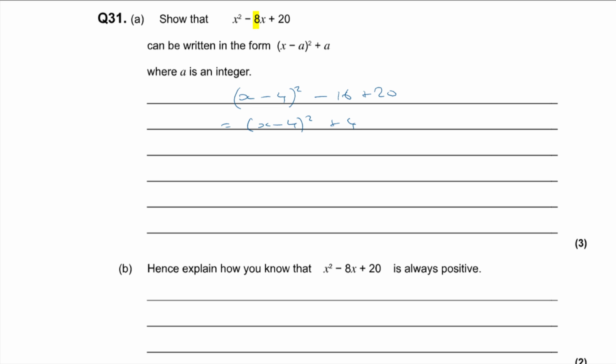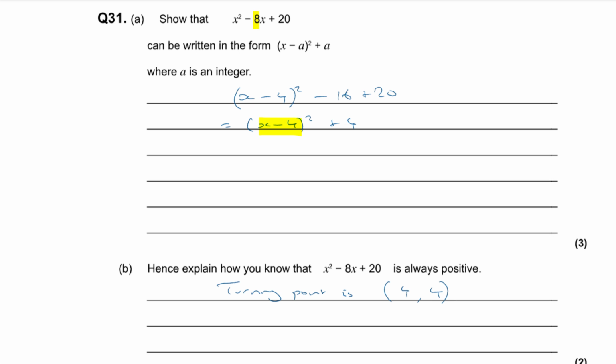So we did it. Hence explain how you know that x squared minus 8x plus 20 is always positive. Okay, so the turning point is, well, it's going to be the value of x that makes that bracket 0, which is 4. And when it is equal to 0, the y value is going to be 4. So the turning point is at 4, 4.